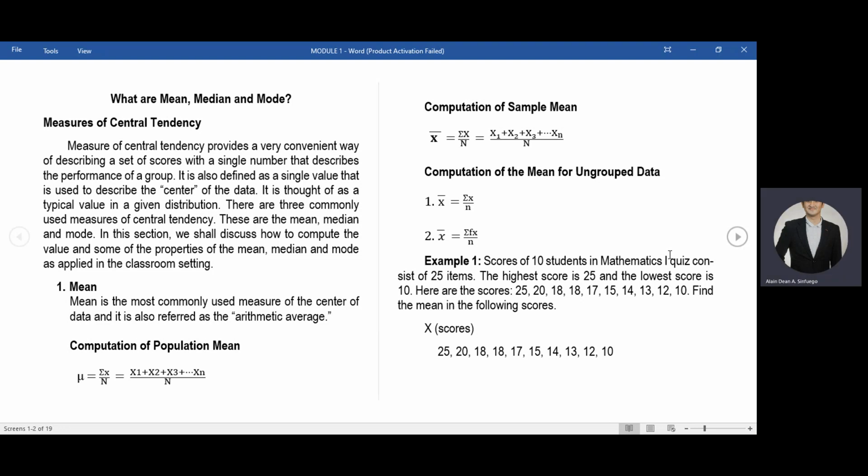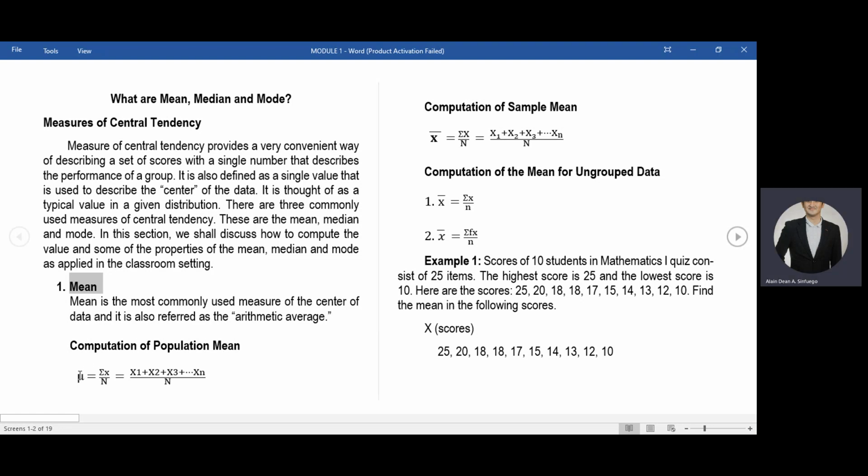In this section, we shall discuss how to compute the value and some of the properties of the mean, median, and mode. First, we have the mean. Mean is the most commonly used measure of the center of data, and it is also referred to as the arithmetic average. Here's the computation of the population mean formula.